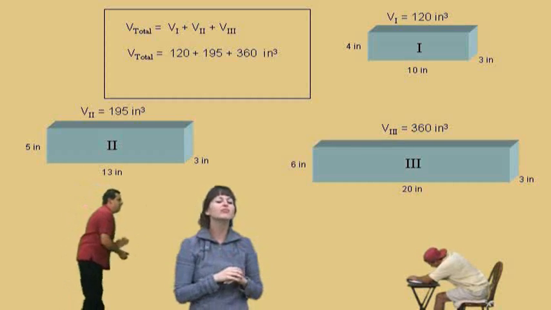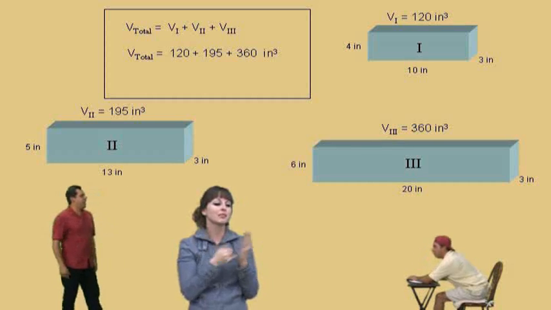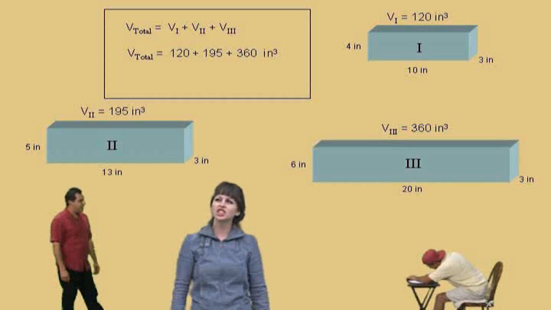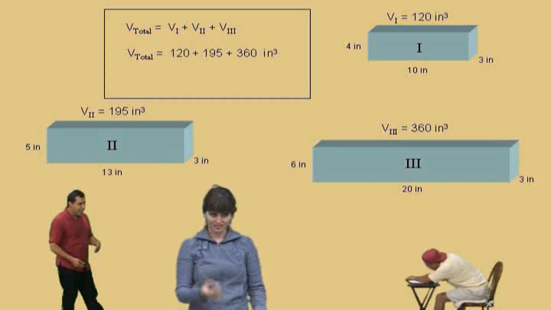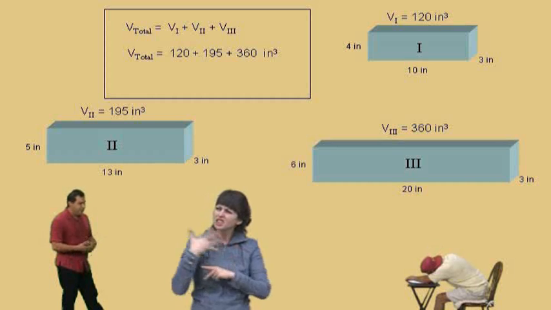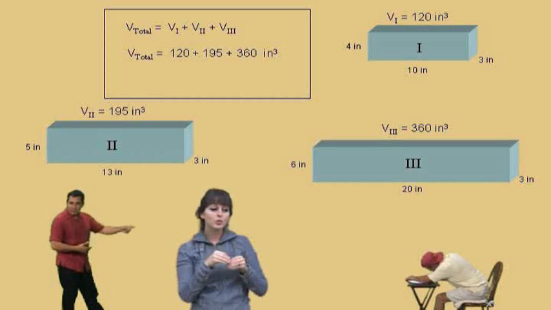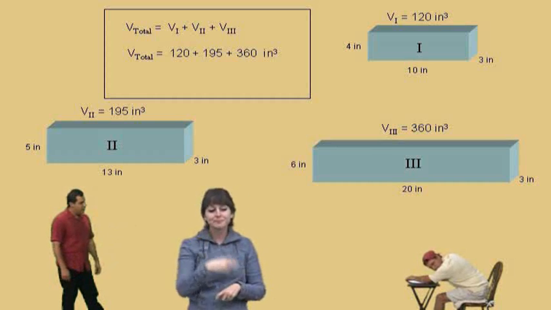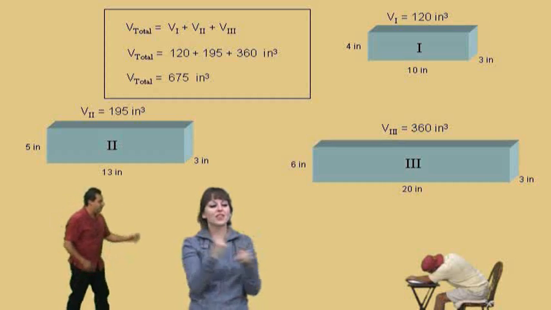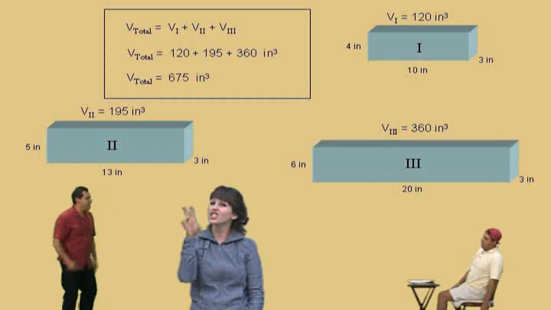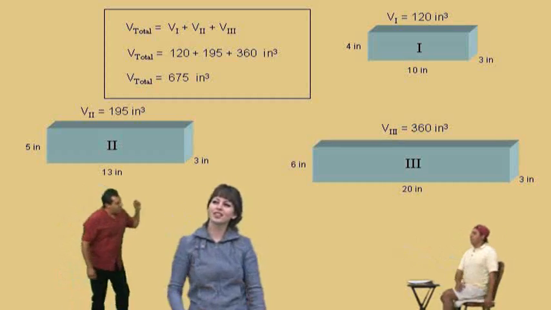Now, go ahead and add them all up, Charlie. We'll give you a minute. Let's see you do some of that kung fu math. You getting it, Charlie? Okay, we'll give you a little bit more time. He's working hard. What'd you get, Charlie? Time's up. 675 inches cubed. Very nice, Charlie.